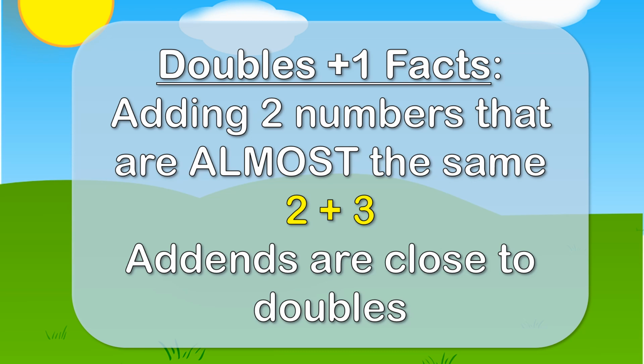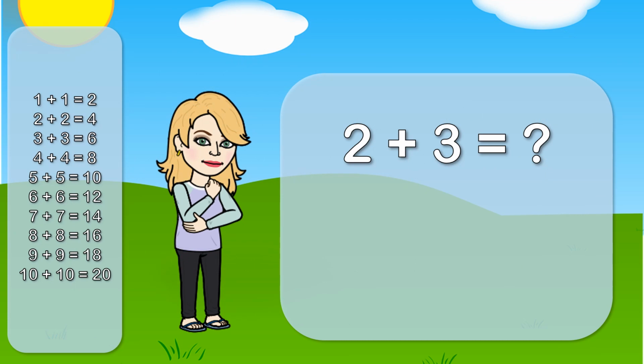Doubles plus 1 facts means that we add two numbers that are almost the same. The add-ins are close to doubles. For example, 2 plus 3. Let's take a closer look at 2 plus 3. I know that 2 plus 3 is very close to a doubles fact that I'm already familiar with, 2 plus 2. So how can I use what I already know about 2 plus 2 to help me solve 2 plus 3?